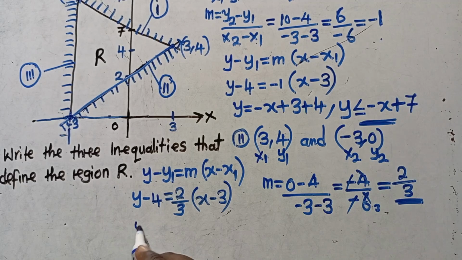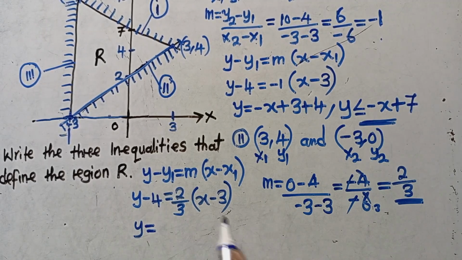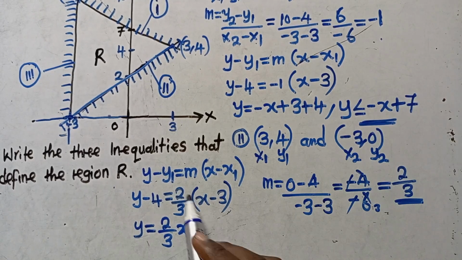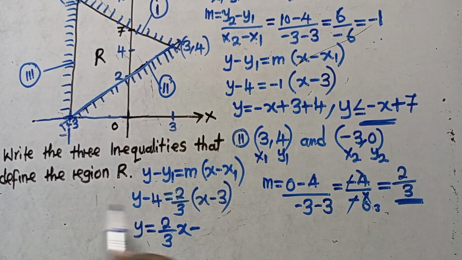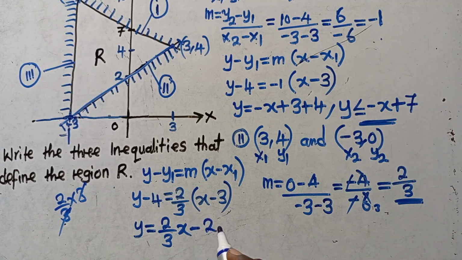There, y is equal to, this 4 goes to the other side. So this is 2 over 3, I'm multiplying by x, so it's x minus 2 over 3 times 3. The 3 will be cancelled, you are going to have a 2. This one comes this side, plus 4, so positive 4. So that fraction goes. This is what I'm having. I just say therefore y.